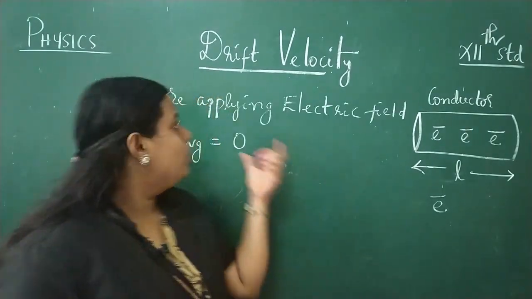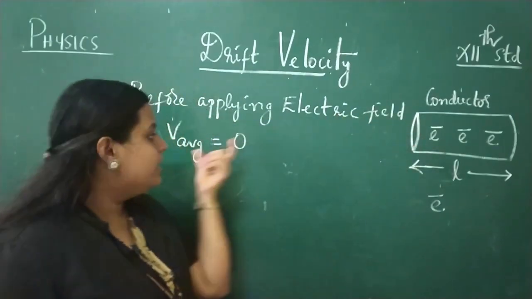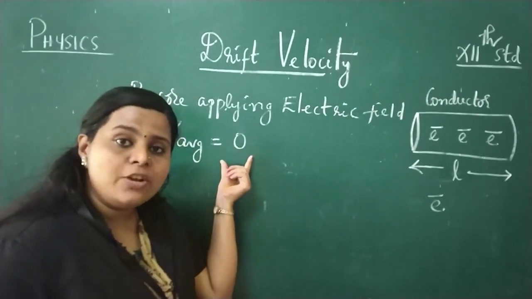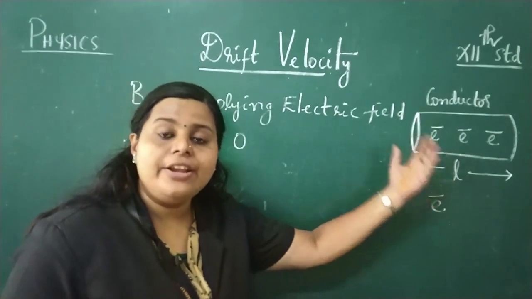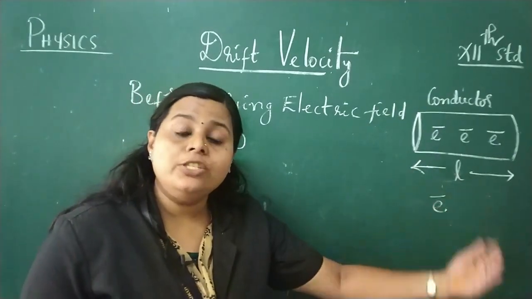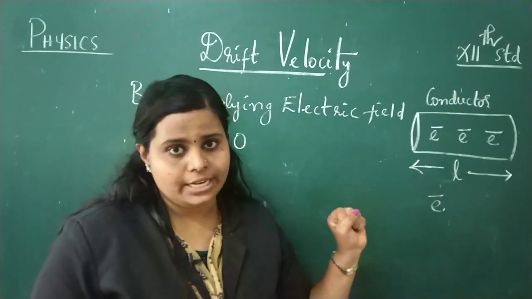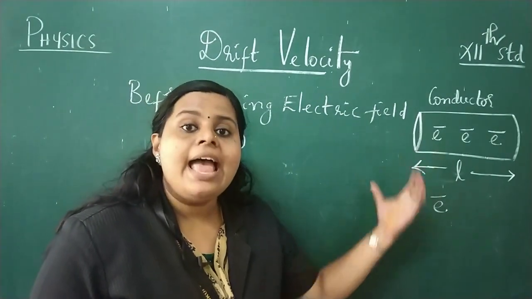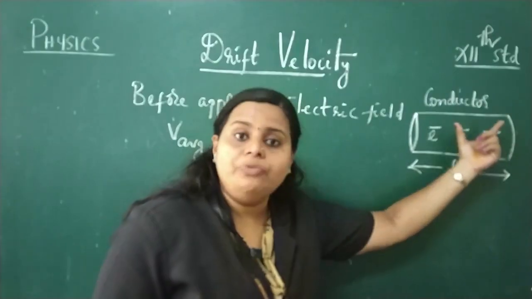Clear? So before applying the electric field, the average velocity V average is equal to 0 because the charges are in random motion. Now we are going to apply an electric field. We are going to apply an electric field across the ends of this conductor.